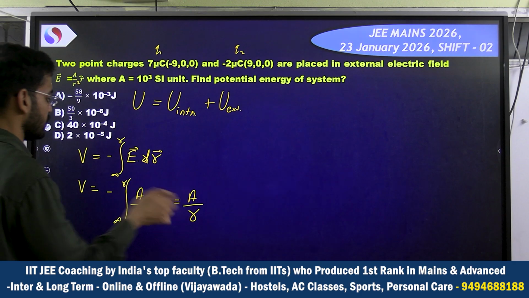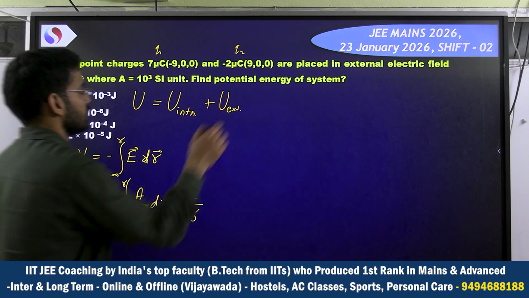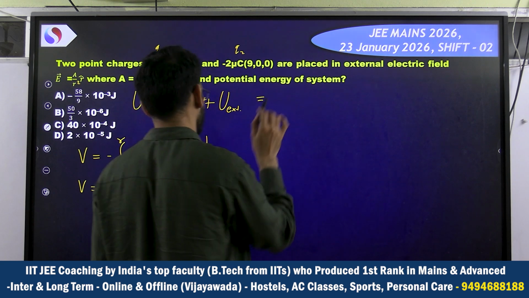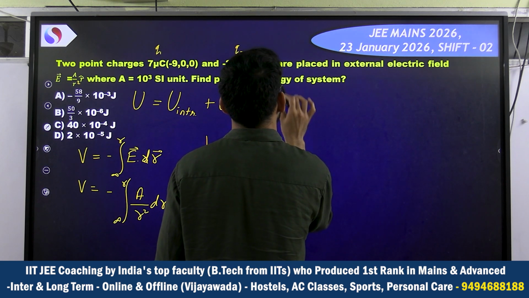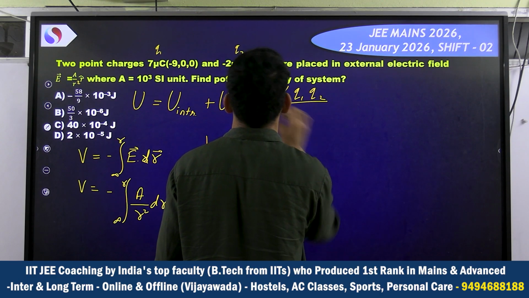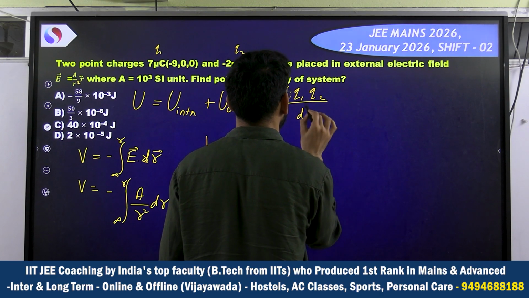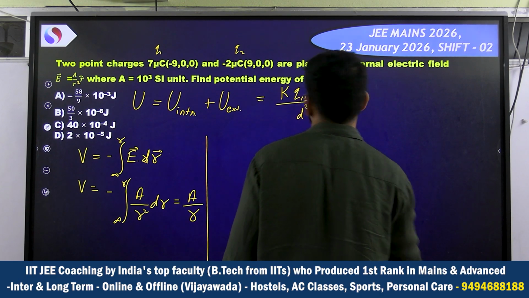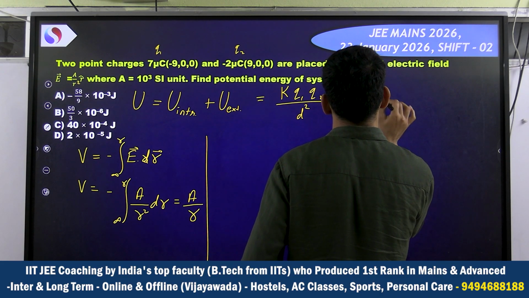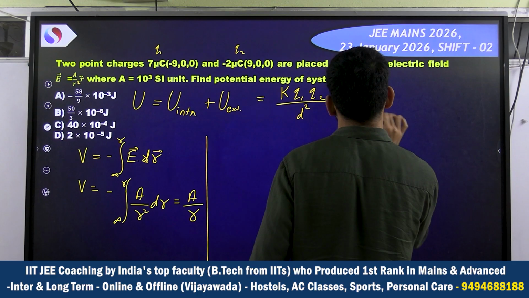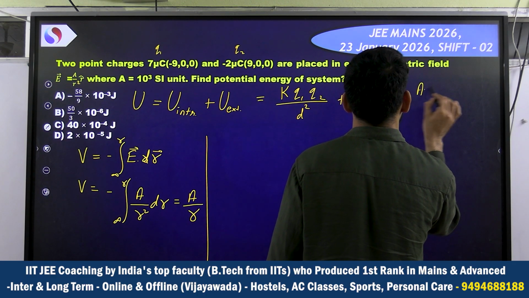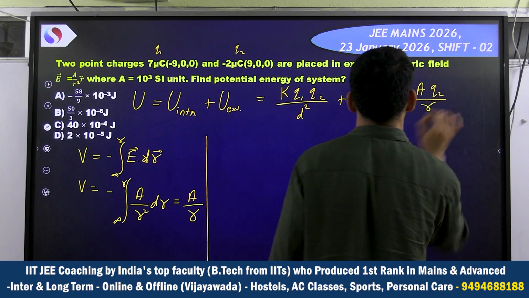So for potential energy, you just multiply with the charge. So if you write down the total potential energy, what will you say here? Interaction potential energy first, K Q1 Q2 by the distance between them. So let's say D is the distance, okay, D square, plus for individual charges, you will say A Q1 by R, whatever is the distance from the origin, plus A Q2 by R.